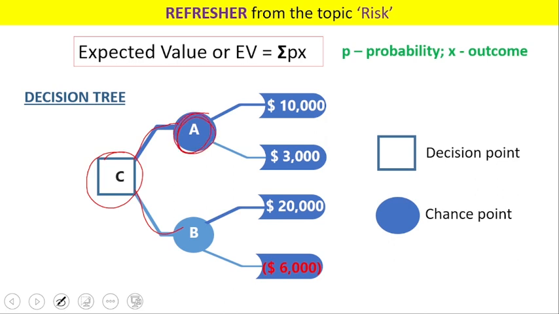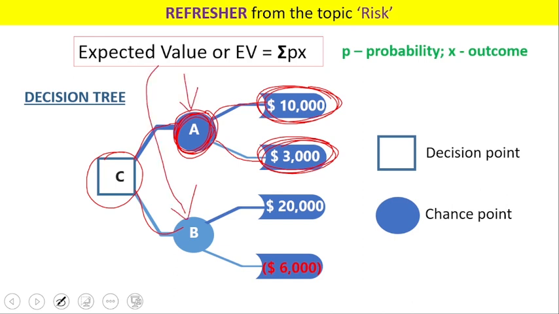And the chance point is, if we start business A, then there is a probability that the markets will be favorable and we get a profit of $10,000. Or there is a probability that the markets will be unfavorable and we get a profit of only $3,000. So wherever there is a chance point, we have to calculate the expected value. With this general understanding, we will tackle the next question.